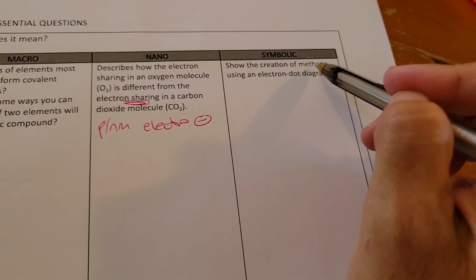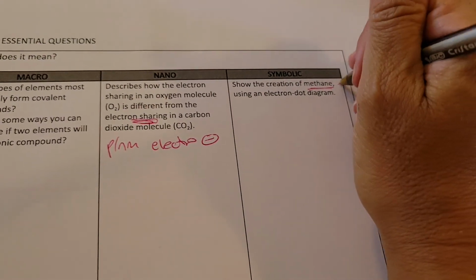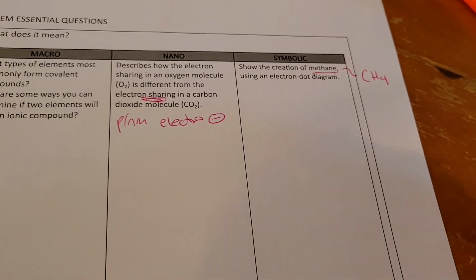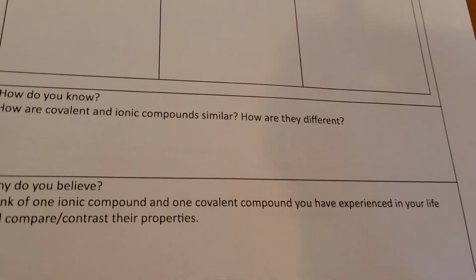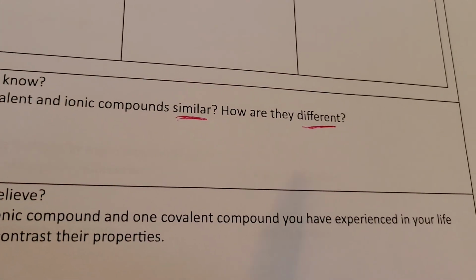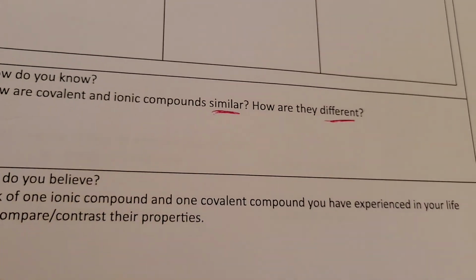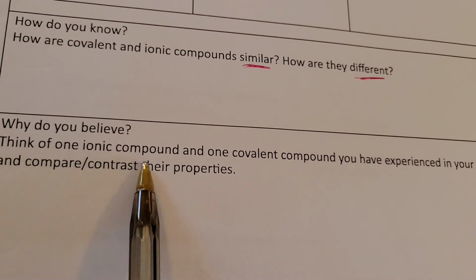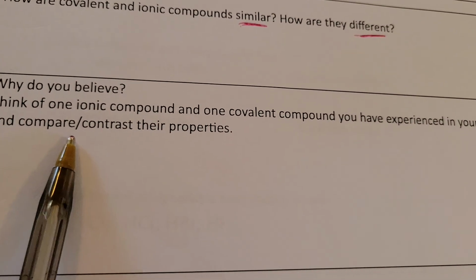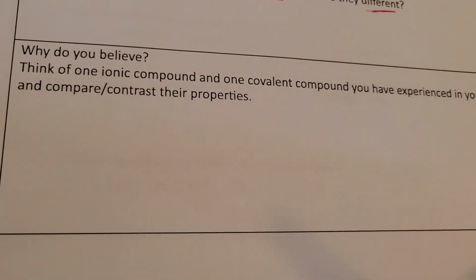Show the creation of methane using an electron dot diagram. Methane, if you look up the formula, is CH4. So I want you to go ahead and draw the electron dot for that. How are covalent and ionic similar? How are they different? Okay, so give a couple ways that they're similar, a couple ways that they're different. Think of one ionic compound and one covalent compound that you've experienced in your life and compare and contrast their properties. Okay, so I talked about a couple of them when we were just sharing.